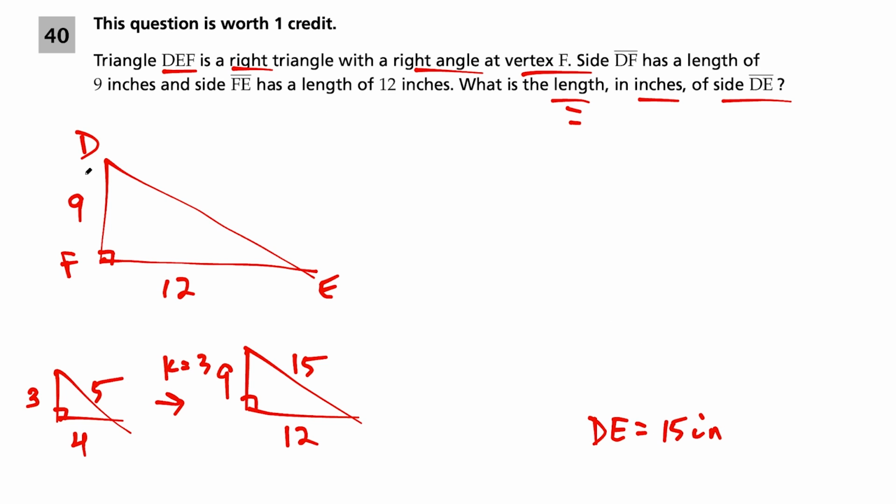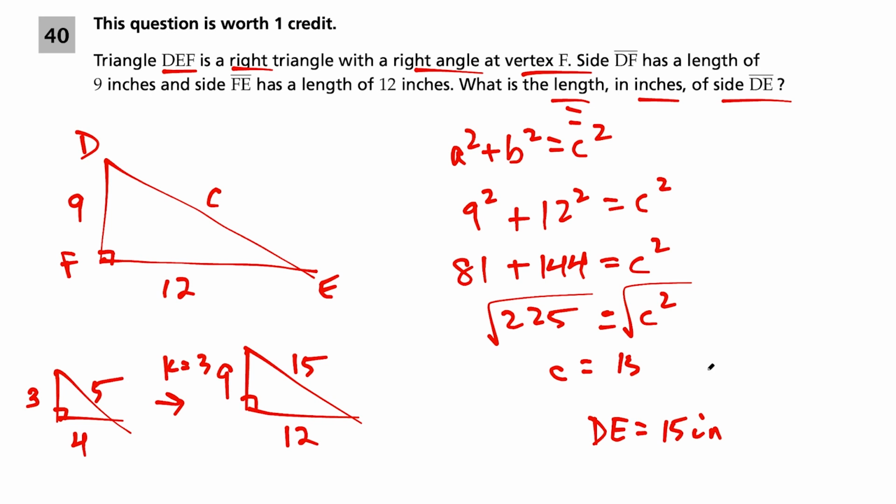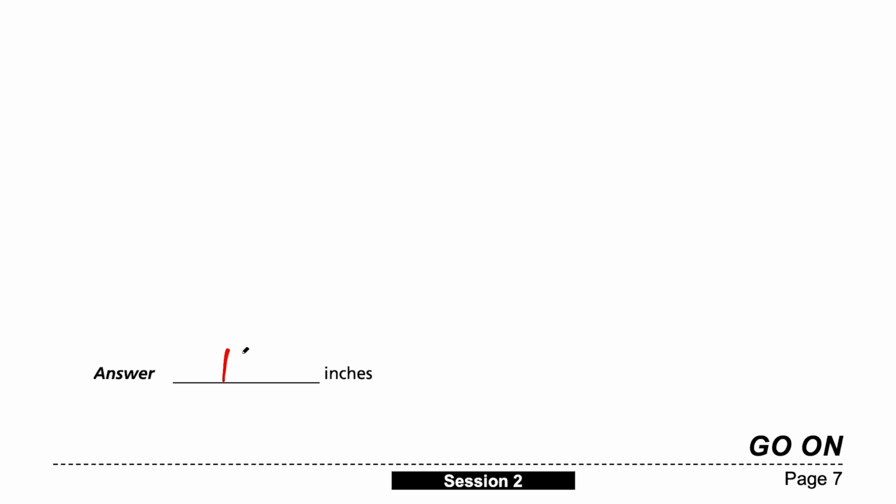But probably the most reliable way to do this is to use the Pythagorean theorem. So we have a squared plus b squared is equal to c squared. And we could say here that the hypotenuse is going to be length c. If I plug into the formula, let's say this is a, I would have 9 squared plus b, we'll say is 12, so plus 12 squared is equal to c squared, and that would give you 81 plus 144 is equal to c squared. And 81 plus 144 is 225, which is equal to c squared. To solve for c, we take the square root of both sides, and that tells us c is equal to the square root of 225, which is 15. But in either case here, DE is going to be 15 inches.